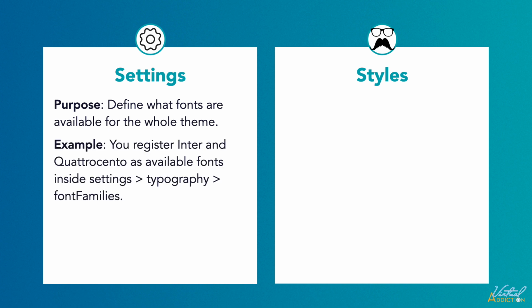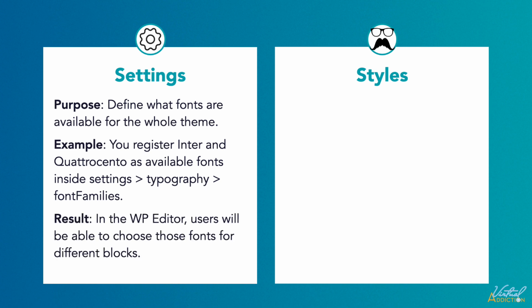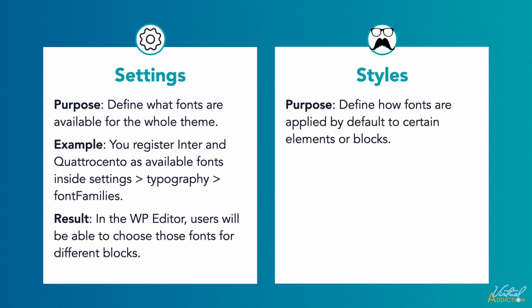So you're going to register the font families that you want to use inside of the settings, typography, font family portion of your theme.json file. The result is going to be that WordPress users will be able to choose those fonts for different block types. When we define fonts inside of the style section of theme.json, we are defining how fonts are applied by default to certain elements or blocks.